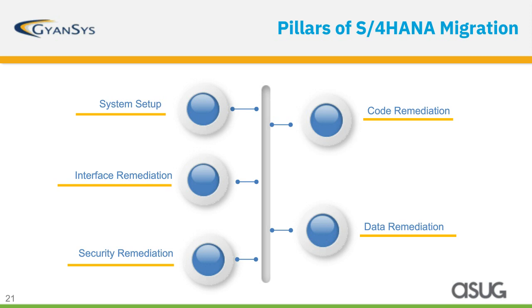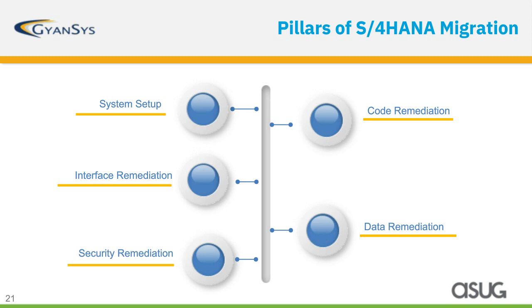The other is code remediation, which I will discuss in the next slide. And then the other two key pillars are interface remediation and data remediation. So Ashish will give a little overview on these pillars, like what we do generally there. Ashish? Okay.